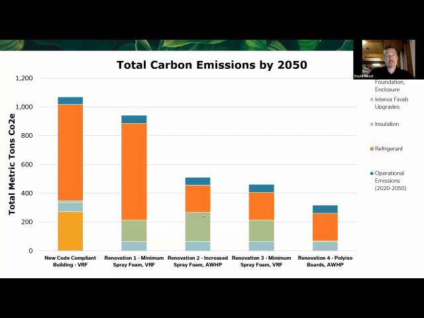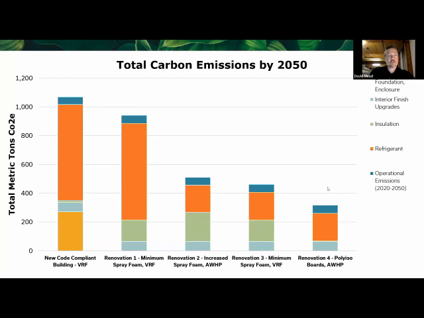So here you can see the increased emissions from the spray foam and the reduced emissions on refrigerants, because the air to water heat pump is a package system that's built in a factory, and that helps reduce the overall refrigerant leakage rates. The next option was a minimum spray foam, oh, that's a typo, sorry, with an air to water heat pump again. And then the last one is a polyiso board, so avoiding the spray foam and air to water heat pump.